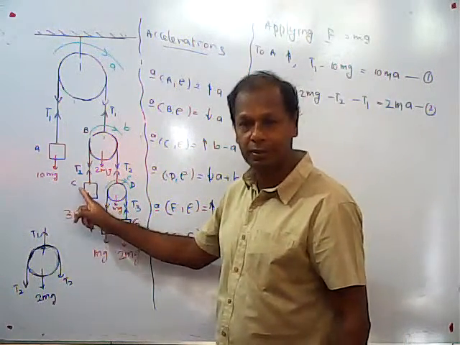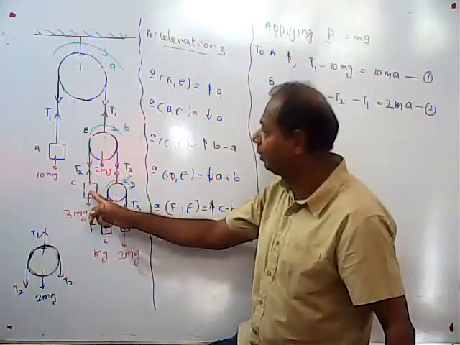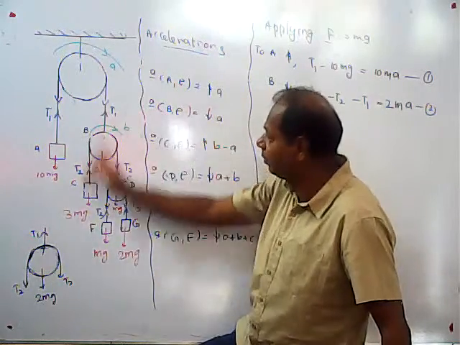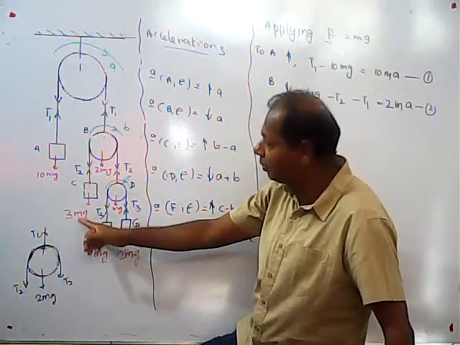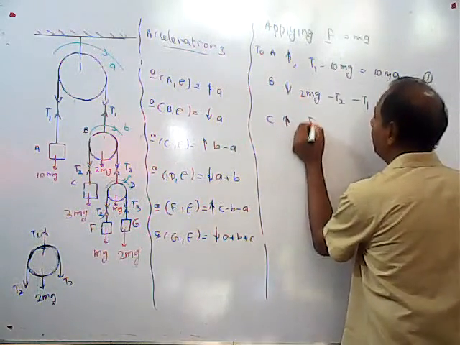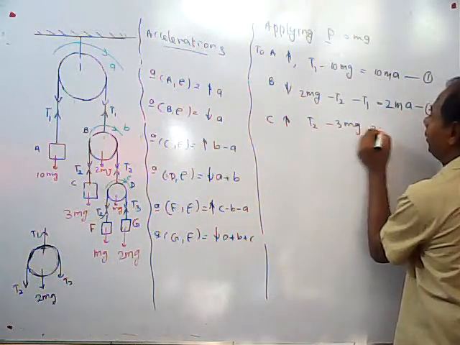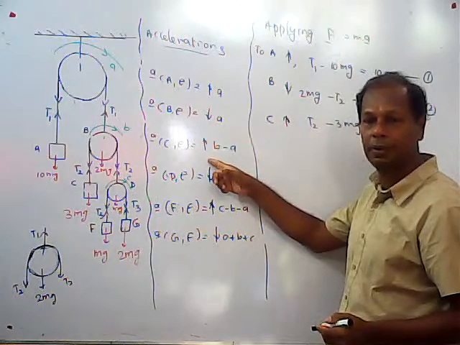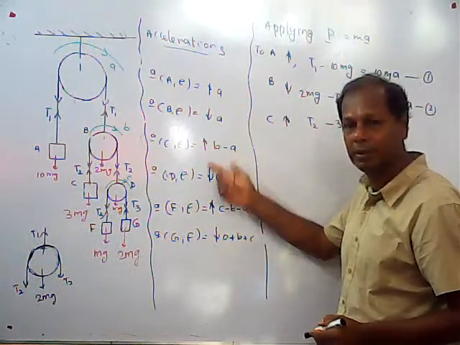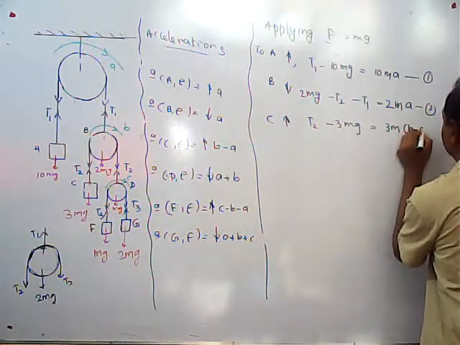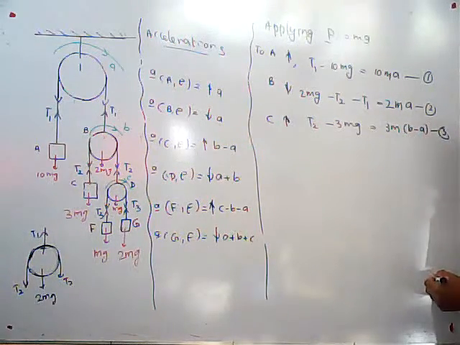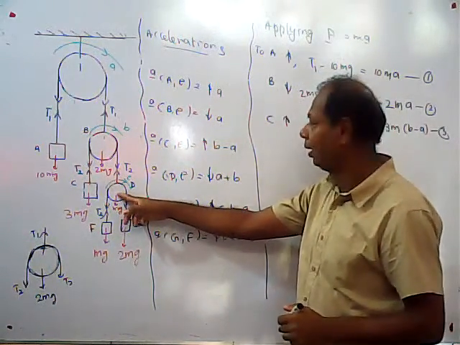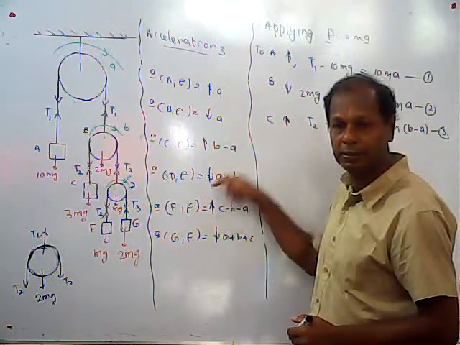Sorry, my C is this. I'll go to C here. First I'll go to C this way. For C I apply upwards. Upwards is T2 minus 3mg. C upwards, T2 minus 3mg equals 3m times the acceleration we have written here earlier, so it's B minus A. Equation number 3. Then for the fourth, I go to D and apply in this direction downwards, right?